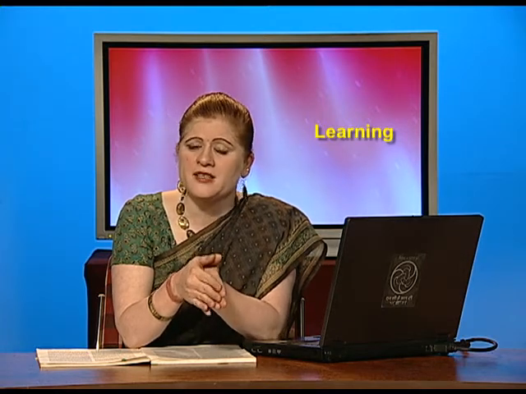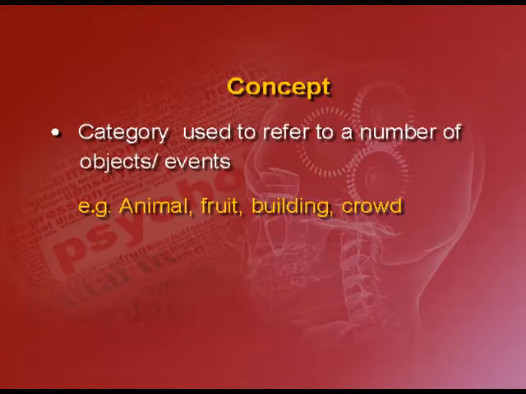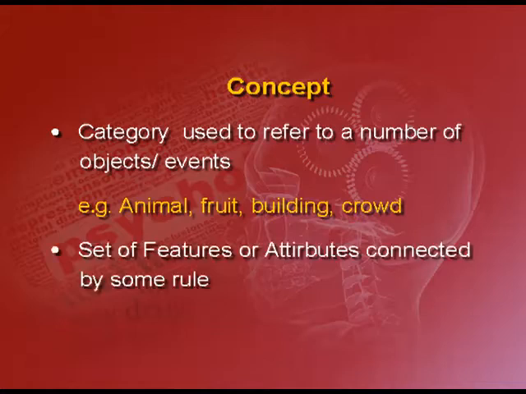So there are some features which are common to them and some features which are still different with respect to each of them, even though they are placed in a particular category. So this is how we learn through concepts. A concept is a category used to refer to a number of objects, for example, animals, fruit, building, crowd. These are sets of features or attributes that are connected by some rule.